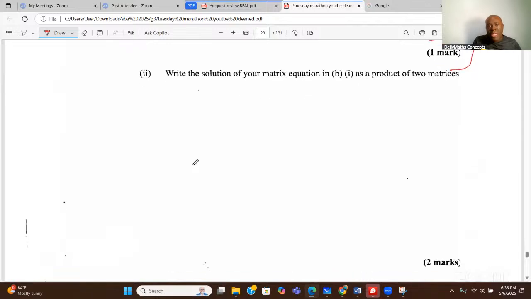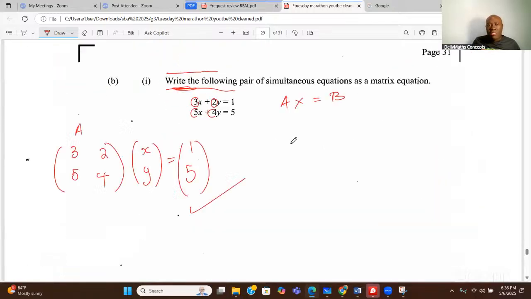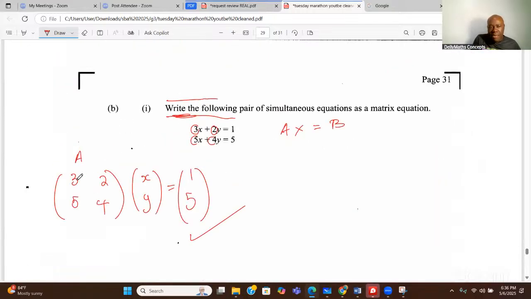It says, watch this again. You're not solving it. They said, write the solution of your matrix equation above as a product of 2 matrices. So in other words, they're testing to see if you really know what's going on. Remember, look at this matrix that we have. Do you notice that this is the A matrix 3, 2, 5, 4 that we just found the inverse of up top? We just found the inverse of this, remember, right?